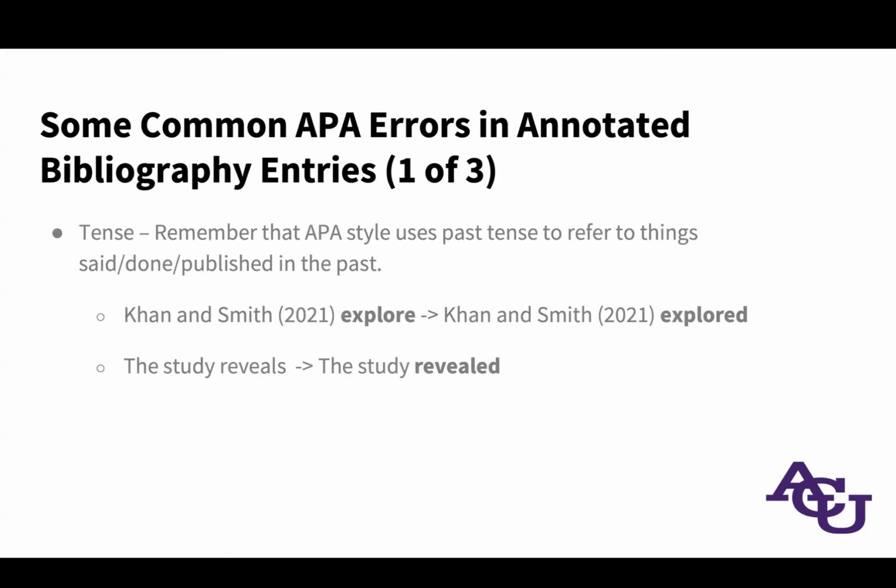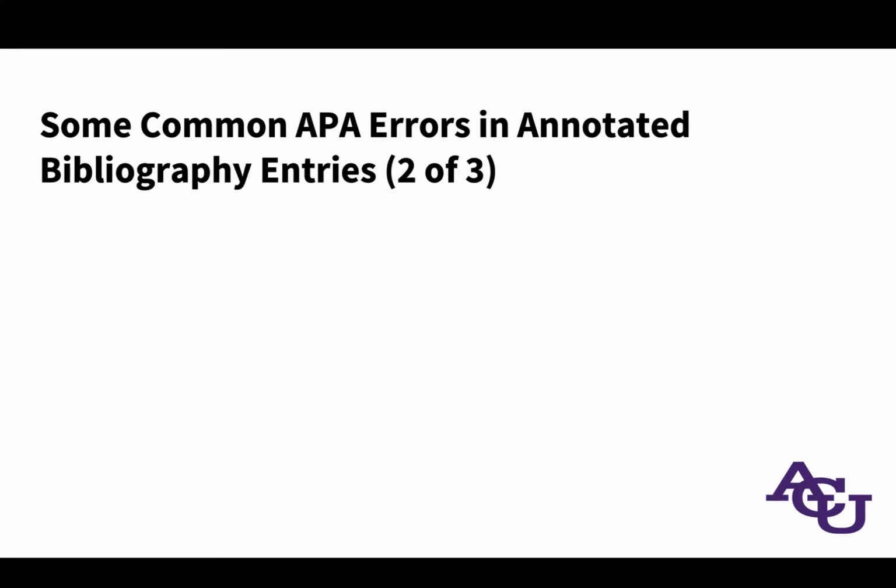In general, APA style refers to things that have been said, done, or published in the past using past tense. So rather than Conn Smith explore, Conn Smith 2021 explored. If it's helpful, you can think of that as a shorthand for Conn Smith writing in 2021 explored blah. And so you don't want to say the study reveals, but instead the study revealed. So you could go back to those examples that we were talking about earlier about removing extraneous elements, and then go back and apply this principle of tense clearly referring to things that have happened versus are currently happening.